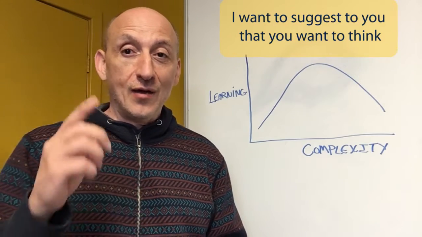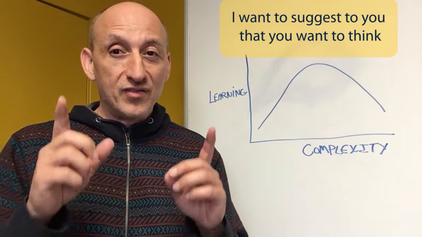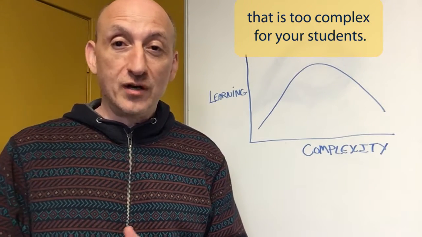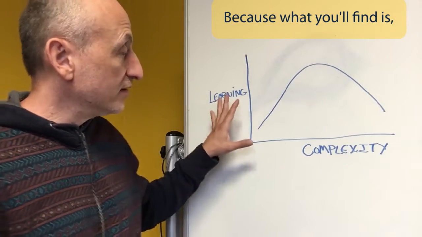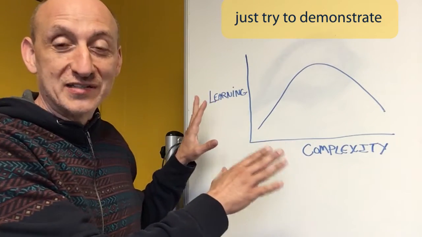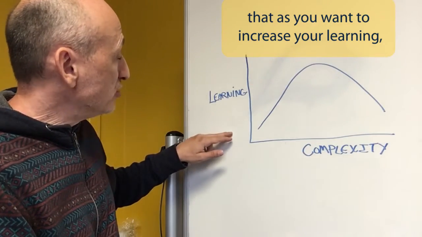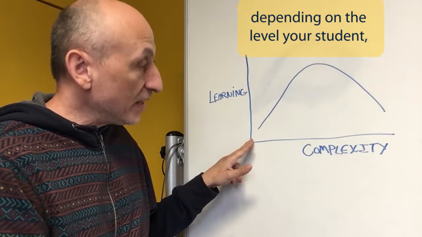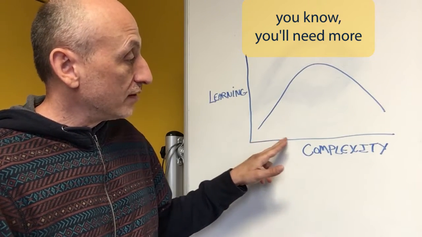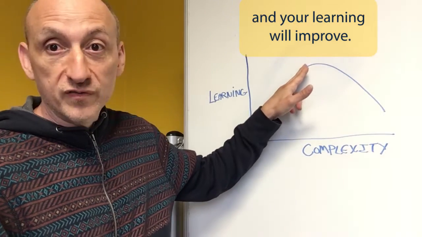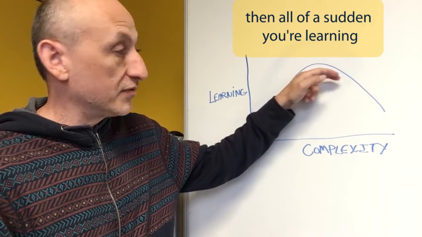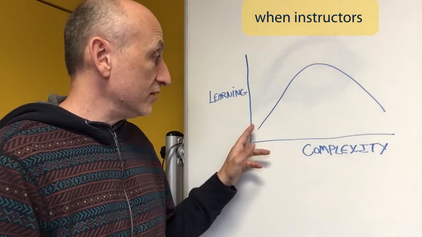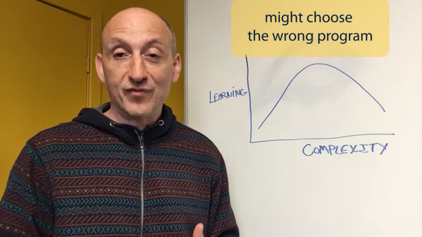So when you're trying to make a decision about the level of complexity that you want to use for your students, I want to suggest that you think about this carefully and be careful not to choose a simulation that is too complex for your students. This is a simple graph that demonstrates that as you want to increase your learning, which is our y-axis, and you increase the complexity, depending on the level of your student, you'll need something more complex, and your learning will improve. But if you hit something that's too complex, then all of a sudden your learning will suffer.